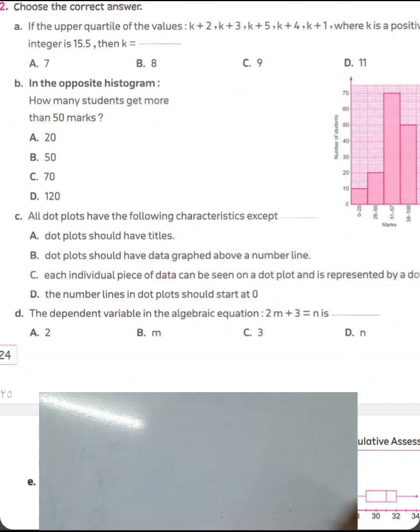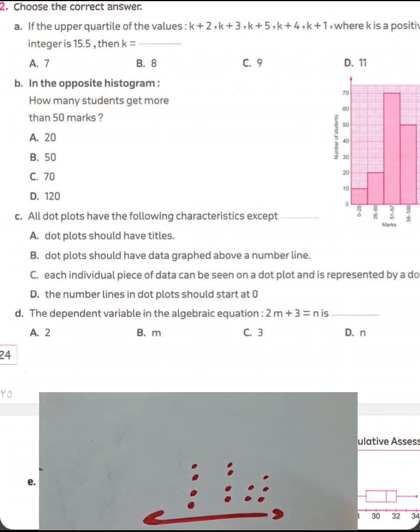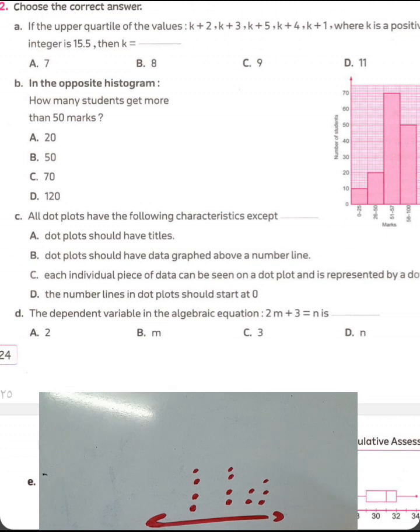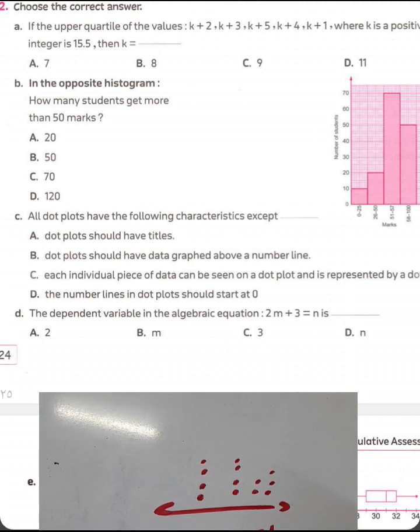All dot bullet. Dot bullet, its meaning is a number line with points drawn up here. We called it dot bullet, such that this number line. Okay, he asked about except. All dot bullets have the following characters except space. We will choose what? Look at letter A.